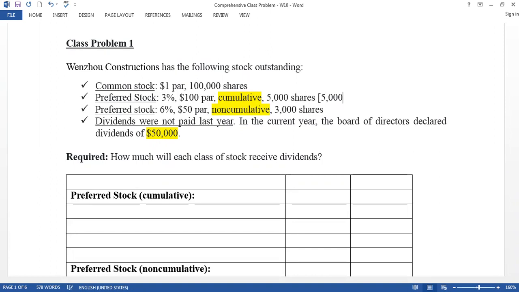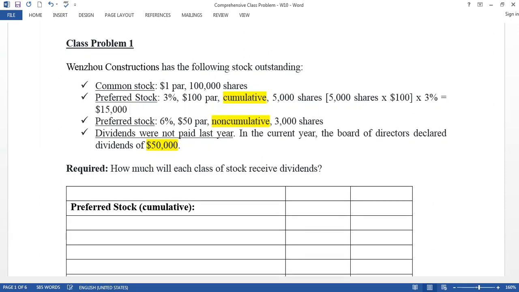So 5,000 shares times par value $100 times 3%. Times 3% is the dividend, right? So what is the amount of dividend here? The amount of dividend here is $15,000. So this is the amount of dividend for cumulative. You have to calculate this from the very beginning.